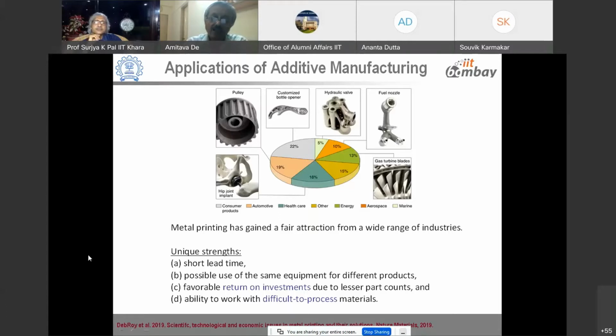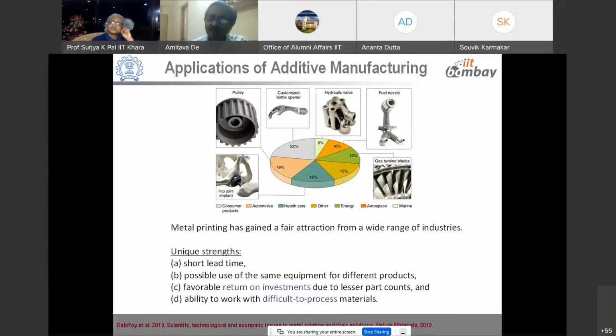It has a much more favorable return on investment due to lesser part counts. So if we can produce many of these parts in a single shape, it does not require an assembly of multiple smaller parts, which is a huge advantage down the line when we think of assembling multiple parts into a final component. And imagine, this is not only manufacturing, this is also repairing. So the more parts, the more difficult it is to keep a count for repairing, inventory and everything.